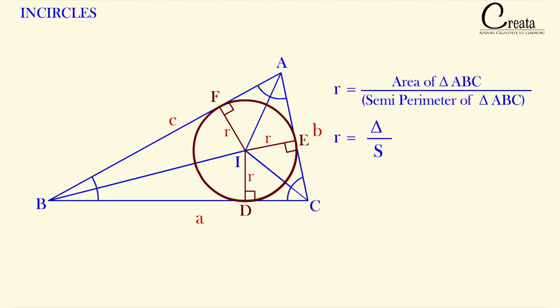We can denote area of triangle with the delta symbol and semi-perimeter with the capital S symbol. Okay, got it? This is a very important formula, which will be used many times in solving questions related to the incircle and the inradius.